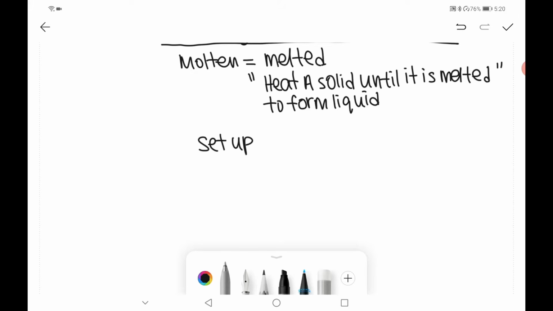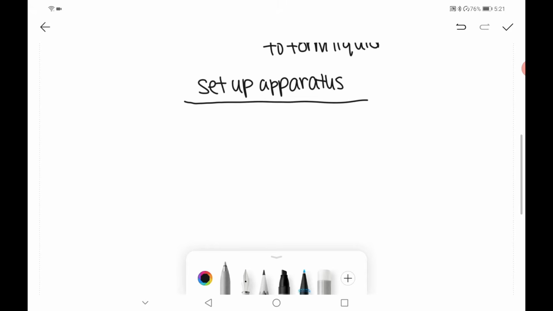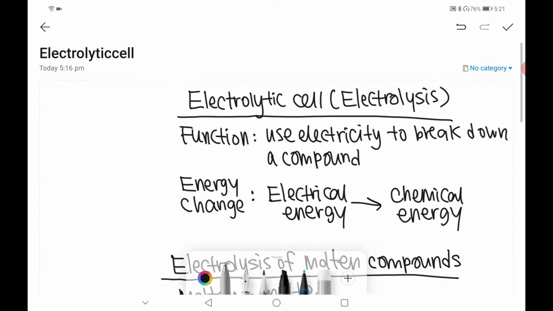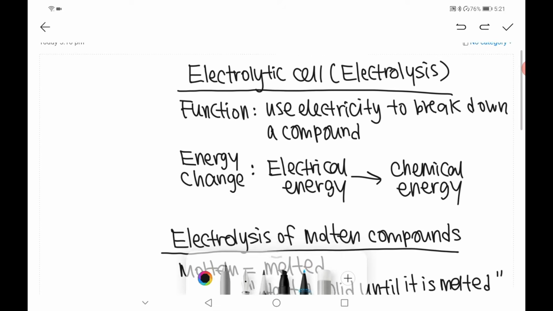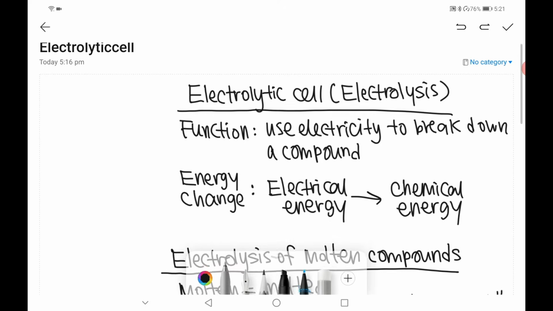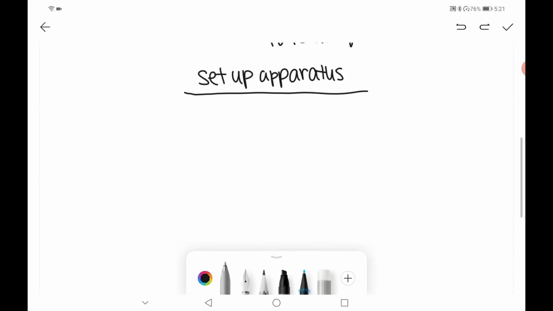We also learned about the setup apparatus for the electrolysis of molten compounds. Since we want to do electrolysis, we want to use electricity. When we want to use electricity, we must get it from somewhere. So we use a battery, also called a dry cell. The battery will supply the electricity to us.